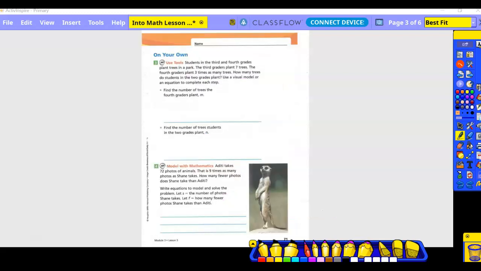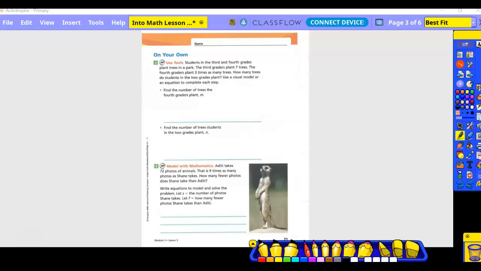On your own, number 3, use tools. Students in the 3rd and 4th grades plant trees in a park. The 3rd graders plant 7 trees. The 4th graders plant 3 times as many trees. How many trees do students in the 2 grades plant? Use a visual model or an equation to complete each step.